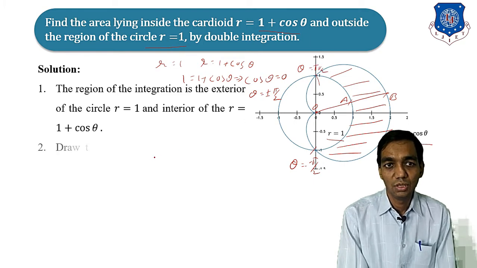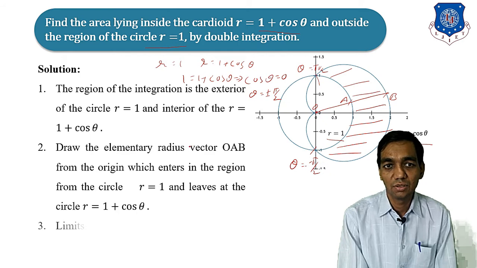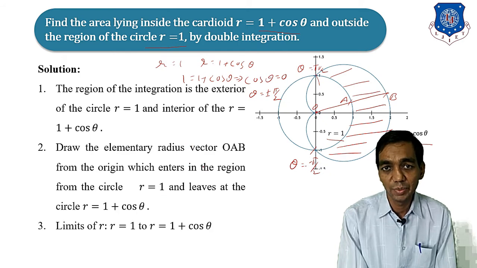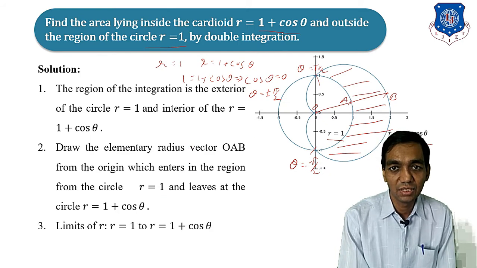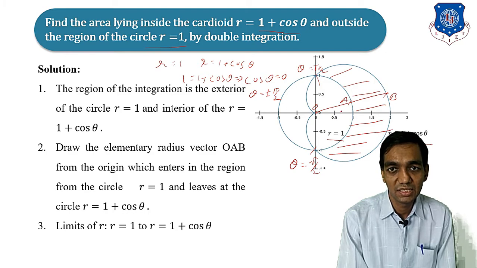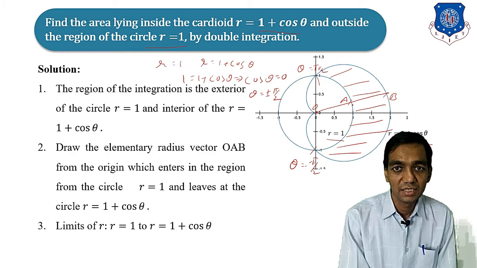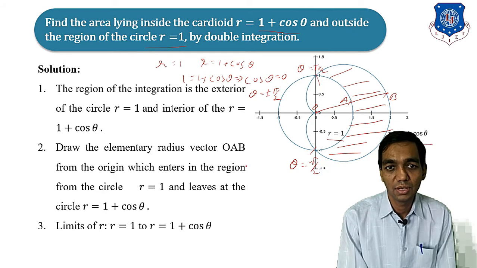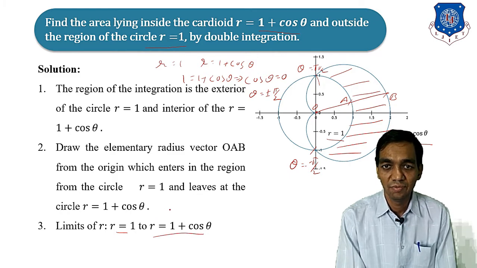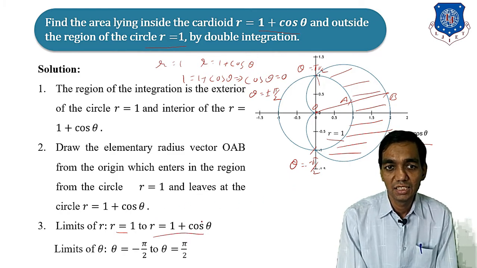Okay. So if you are going to write down the limits, then r is starting with the inner curve. The inner curve is a circle. That means r is starting at 1, and it is going to end on the cardioid, that is r is equal to 1 plus cos theta. So the limits of r is from 1 to 1 plus cos theta, and the limits of theta is from minus pi by 2 to plus pi by 2.